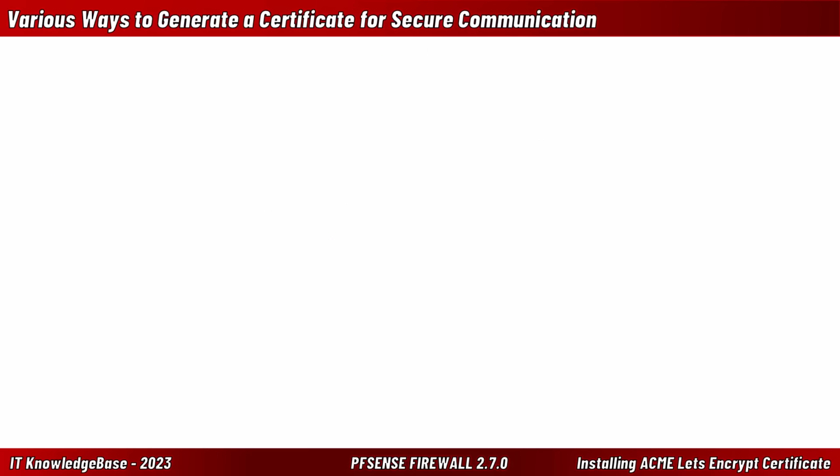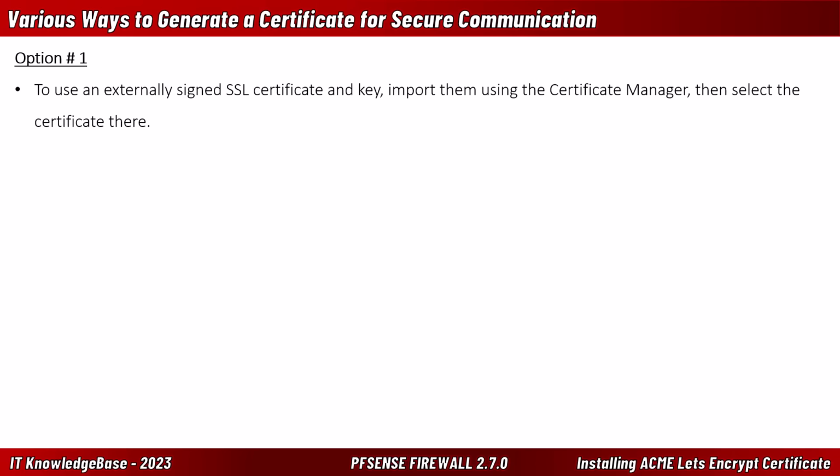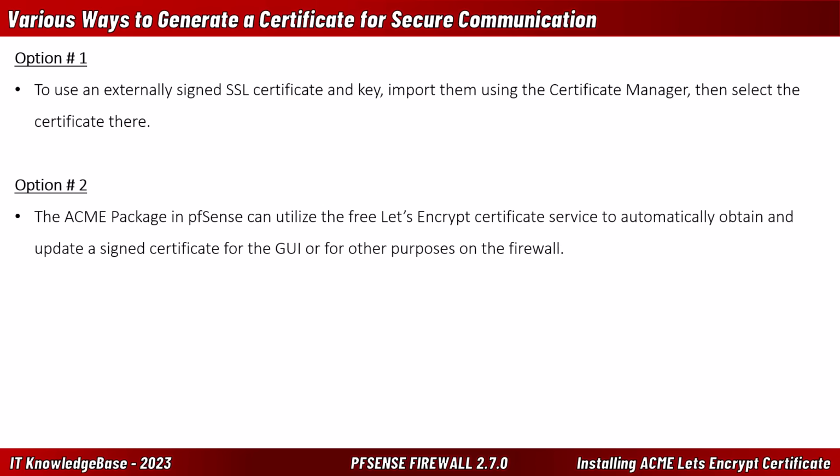There are various ways to generate a certificate for secure communication. Option number 1: to use an externally signed SSL certificate and key, import them using the certificate manager, then select the certificate here. Option number 2: the ACME package in pfSense can utilize the free Let's Encrypt certificate service to automatically obtain and update a signed certificate for the GUI or for other purposes on the firewall.